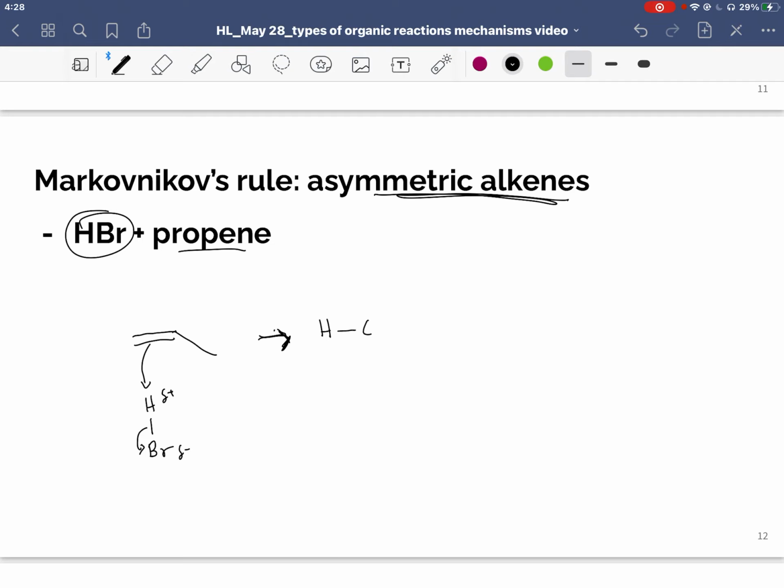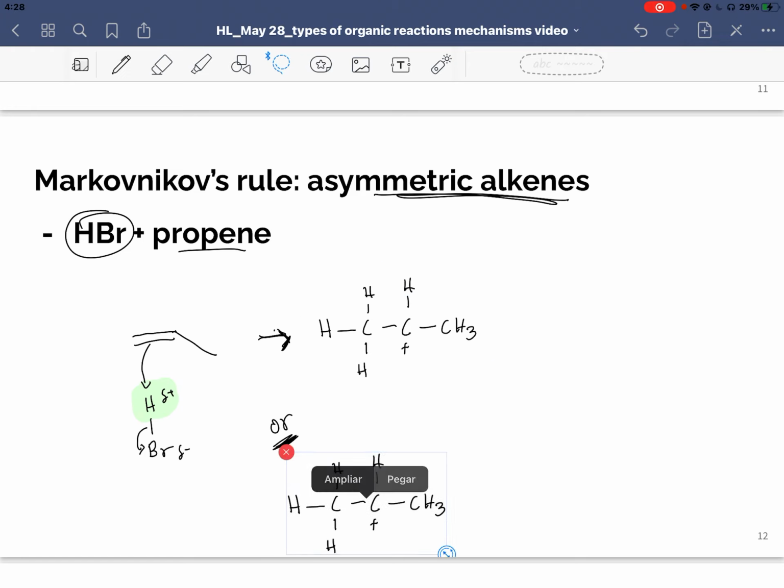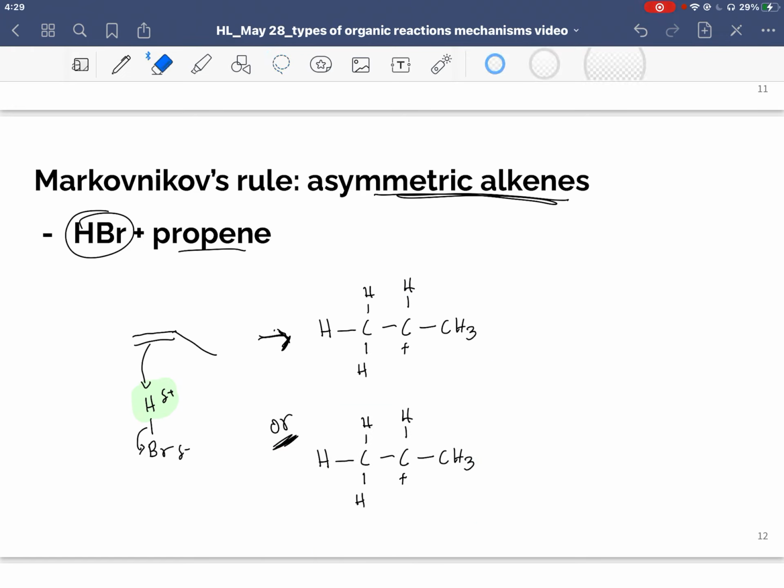I could have hydrogen. So I'm tracking this hydrogen. Hydrogen could join here, CH3, and this already had a hydrogen. Or I could get that same thing, but hydrogen joining on the other side of the double bond. So let's see what that would look like. So that same exact thing, but hydrogen going on the other side of the double bond, and this guy becoming positive.